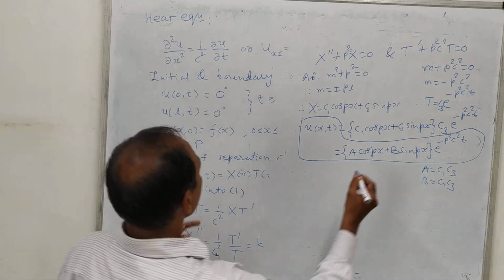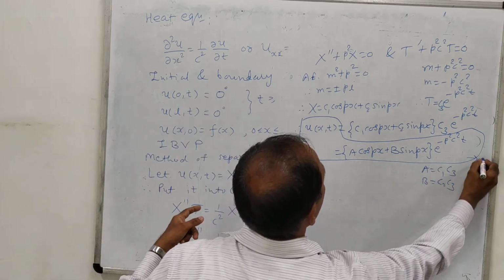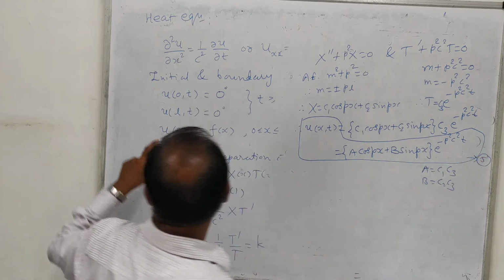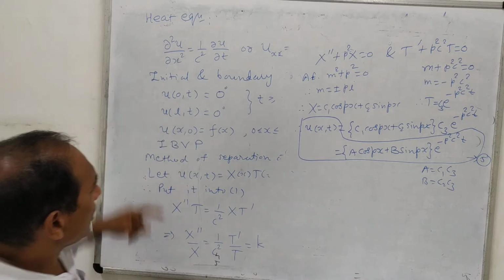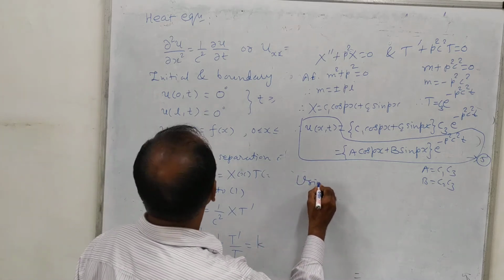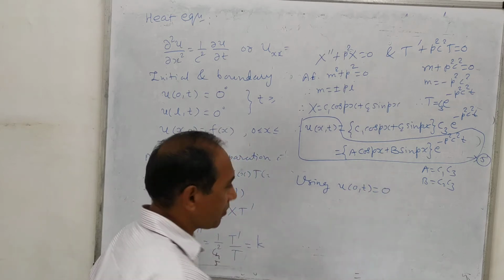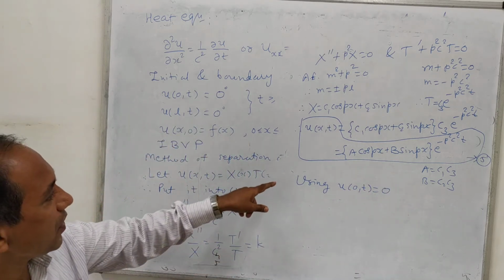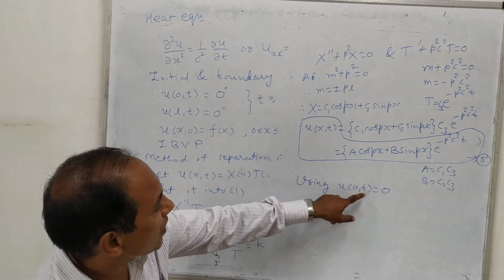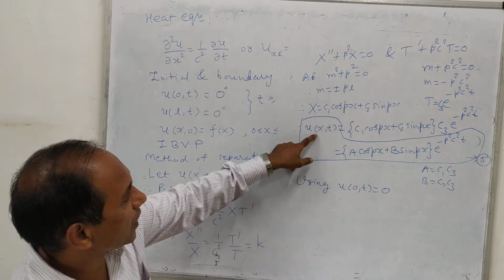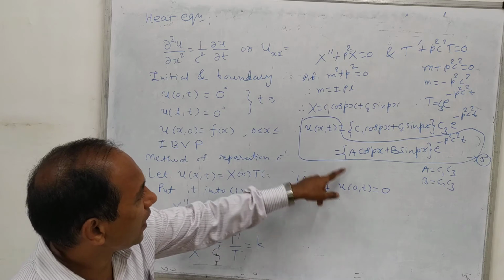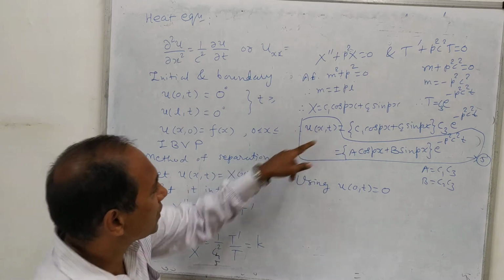So this is equation number 5, suppose. Using the condition u(0, t) = 0, here I am not writing every condition, every step, every sentence, but you must write it there. In this solution we will put x equal to 0 and the value of u is 0.